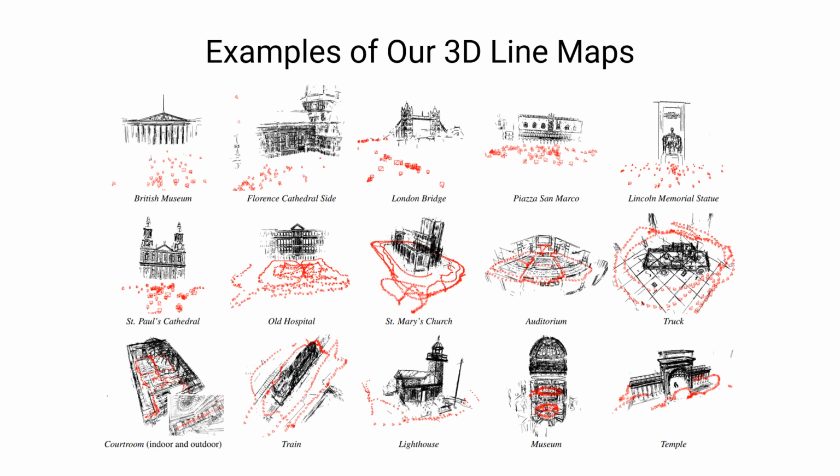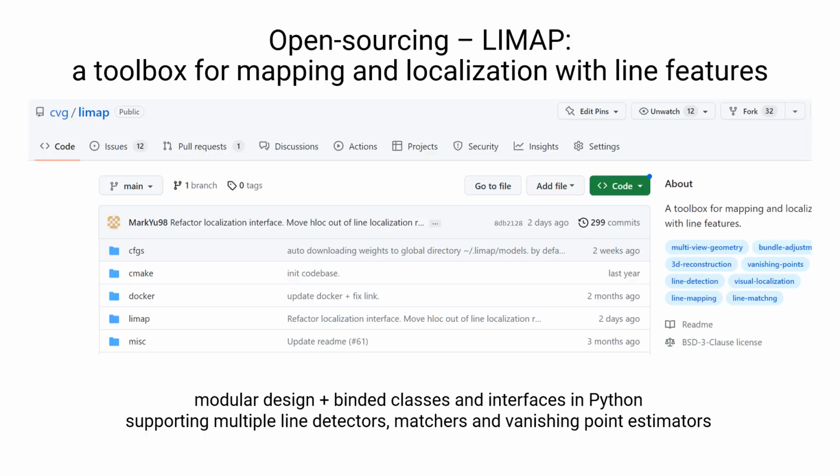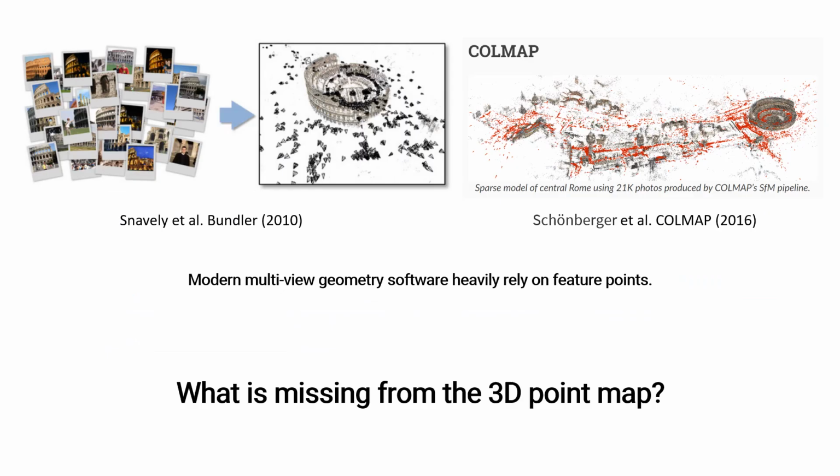Here are some examples of the produced 3D line maps from our system. The pipeline is robust and scalable, such that it can work reasonably well on in-the-wild multi-view image collections or videos. The availability of good quality 3D line maps also opens up new possibilities for multiple applications, including hybrid localization, bundle adjustment, and line-assisted multi-view stereo. The full package is open source with modular components and Python bindings.